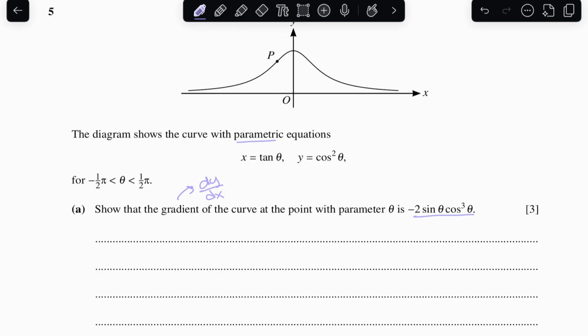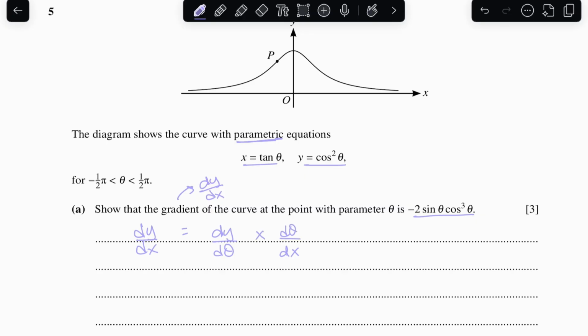So that is what we have to find here. We are finding dy by dx. And since we have parametric equations, we are going to need to differentiate these separately. So we will have dy and dx, and we need something that is linking both of them. We can see that we have theta in both of these equations, so we will write dy by d theta and d theta over dx.